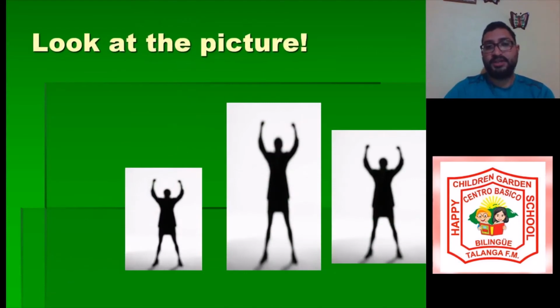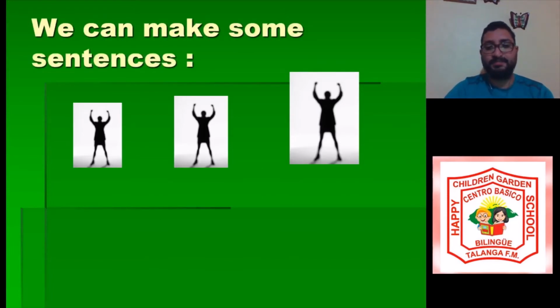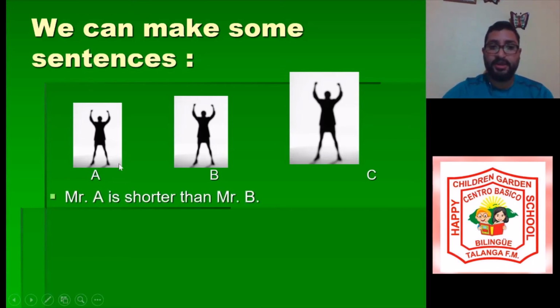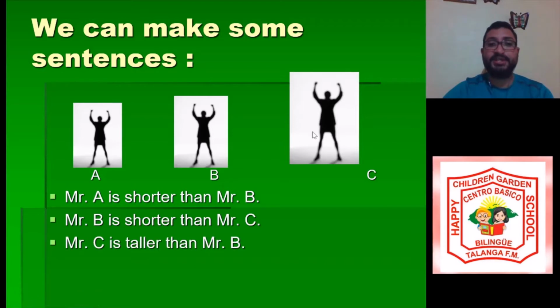We are going to see some examples. Look at the picture. We're going to use tall or short. In this case, we have three subjects: Mr. A, Mr. B, and Mr. C. We can make some sentences. For example, the first sentence: Mr. A is shorter than Mr. B. Mr. B is shorter than Mr. C. See, we are comparing between these two subjects. Now we got Mr. C that is taller than Mr. B.